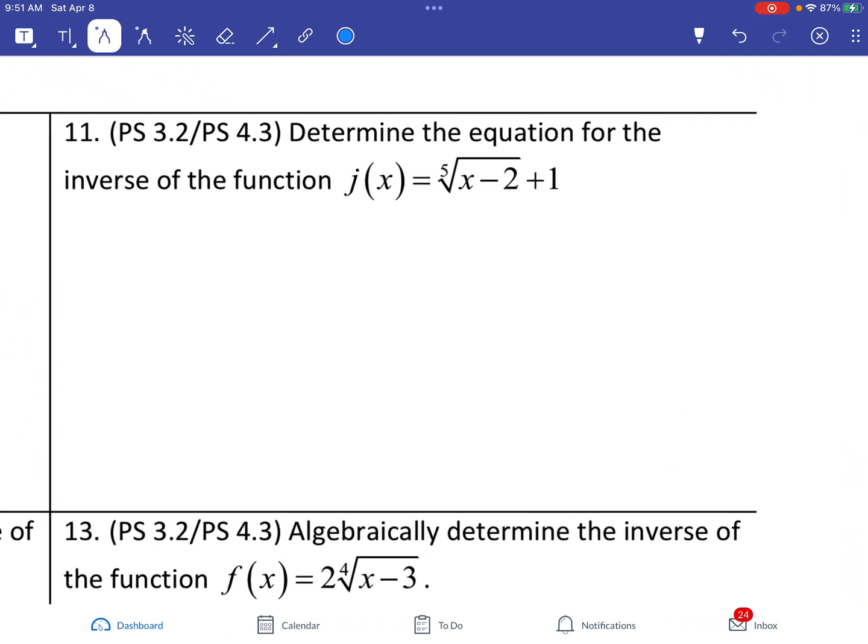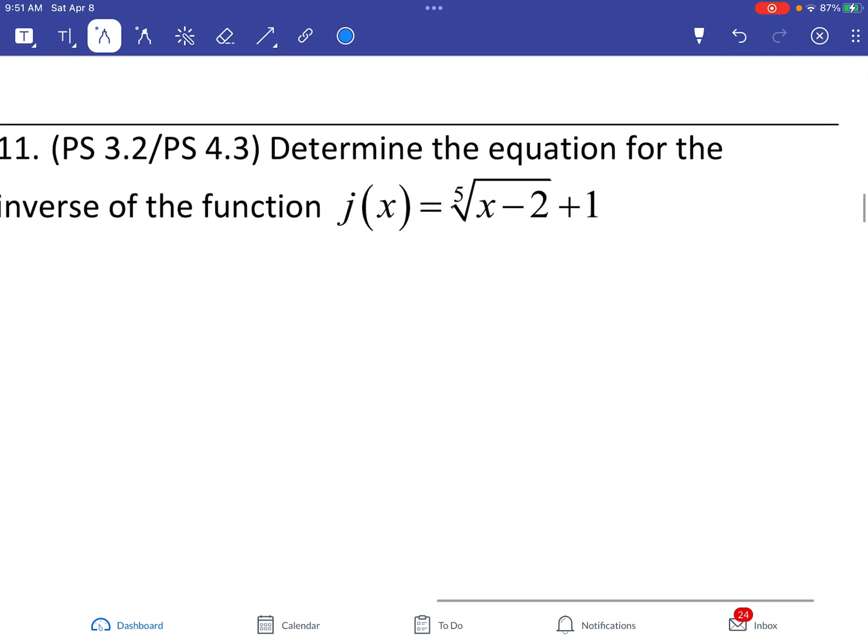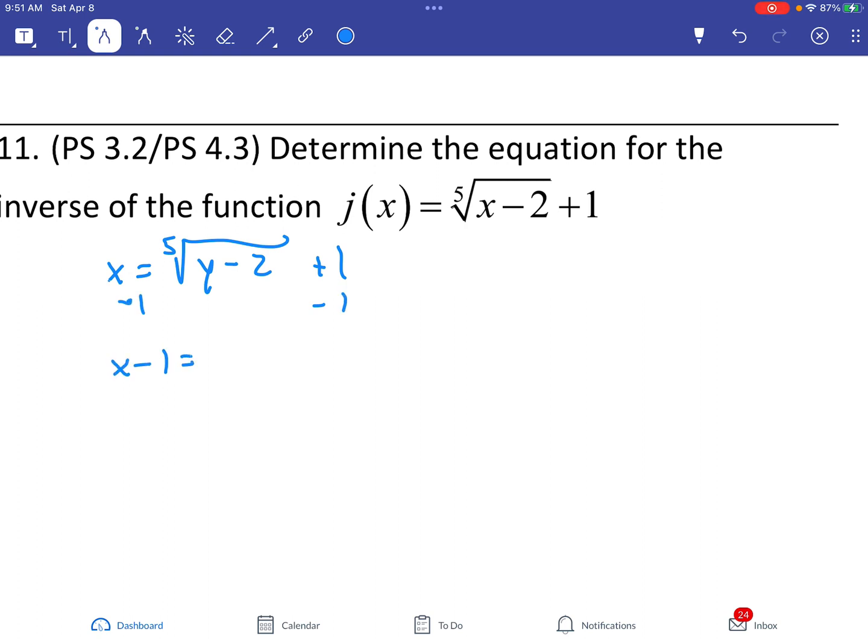Number 11. Finding the inverse of this. Again, we're switching out x and y, so it's going to be x is equal to the 5th root of y minus 2 plus 1. Okay, the first step we have to do is subtract the 1 from both sides. So we have x minus 1 equals the 5th root of y minus 2. All right, we have to get the radical sign by itself before we can get rid of it. To get rid of it, we're going to raise both sides of our equation to the 5th power.